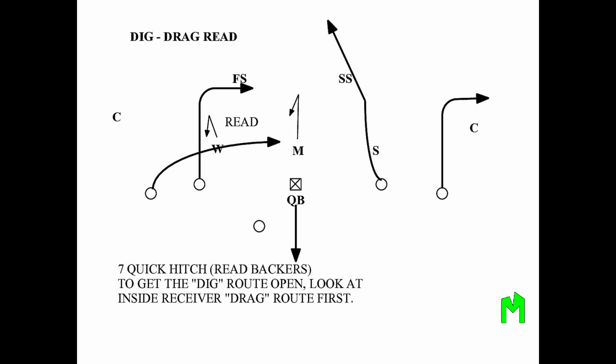Here's a variation of the dig-drag read with a slightly different defensive setup. The quarterback again uses a 7-step quick hitch, reading the linebackers to open the dig route. The initial focus is on the inside receiver running the drag route. The linebacker's movement dictates whether the drag or dig route is open. This read progression helps the quarterback stay ahead of the defense, making quick decisions based on linebacker drops or coverage shifts, ensuring the offense exploits openings efficiently.